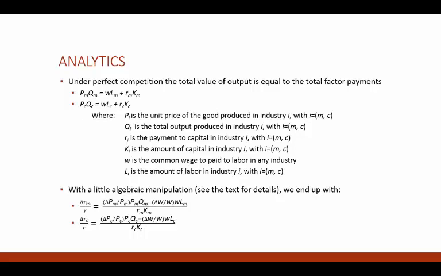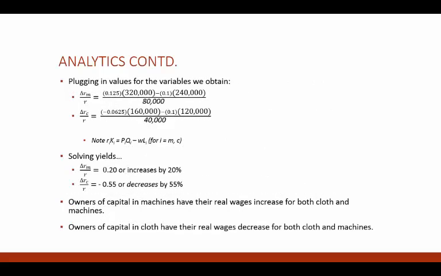With a little algebraic manipulation, we end up with the results we see at the bottom of the slide. And this gives us the change in the specific capital rental income in the two industries. So plugging in the values from the table previously given and solving each equation for the percent change in rental incomes, we see that the percentage change in rental income in machines is 20%, but the percent change in rental income in cloth is a decrease of 55%.